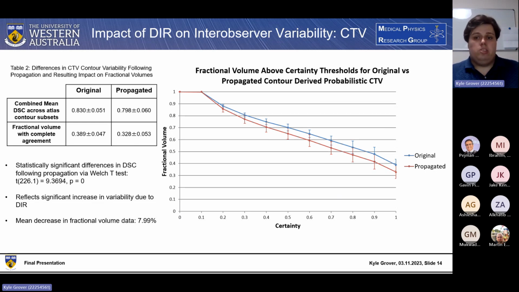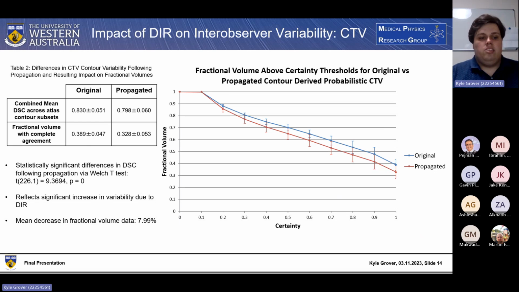This can be attributed mostly to the fact that the deformable vector fields that are used end up removing the relationship between neighboring pixels. So you can have an expansion or a contraction in this deformable motion, and it introduces a greater variability compared to what is seen there.